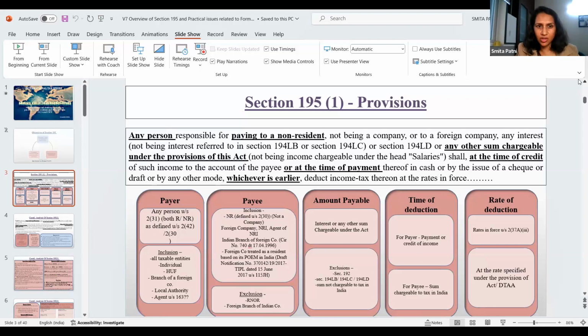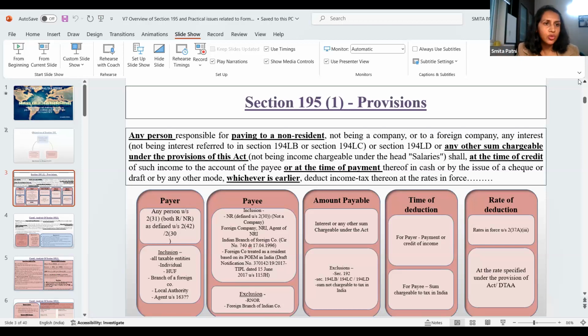Now, this is the definition of any person responsible for paying. Now we read the second portion: what all incomes or payments are included in it. Any interest not being interest referred to in section 194LB, LC or LD, or any other sum chargeable under the provisions of this Act, not being income chargeable under the head salaries. So now the payments have been divided into two sums: any interest and any other sum.